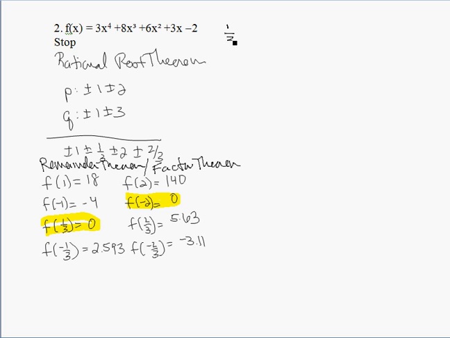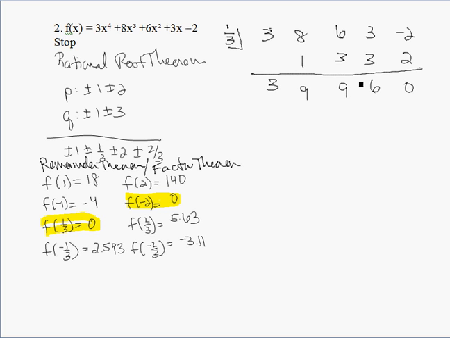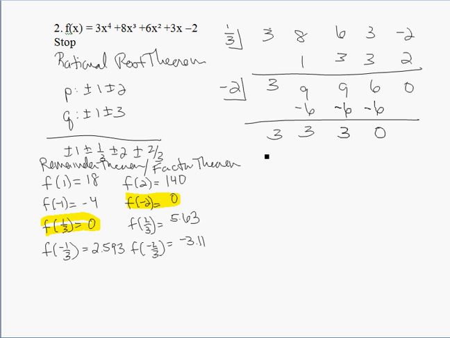So I'm going to do 1/3 into 3, 8, 6, 3, -2. So 3, 1, 9, 3, 9, 3, 6, 2, 0. And the other one is negative 2. So it's negative 6, negative 6 is 3, 3, negative 6 is 3, negative 6 is 0. So this is a quartic down to a cubic, so this is a quadratic.